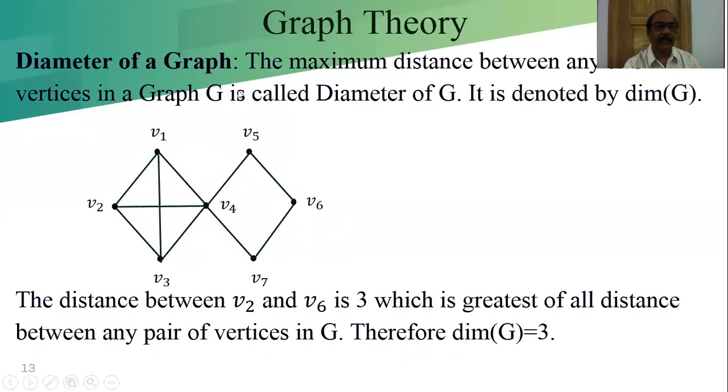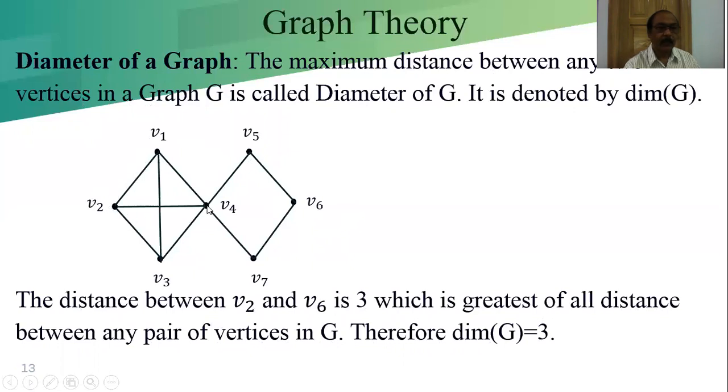Now let's see the definition. The maximum distance between any two vertices in a graph G is called the diameter of G. It is denoted by diam G. The distance between V2 and V6 is 3, which is the greatest of all distances between any pair of vertices in G.